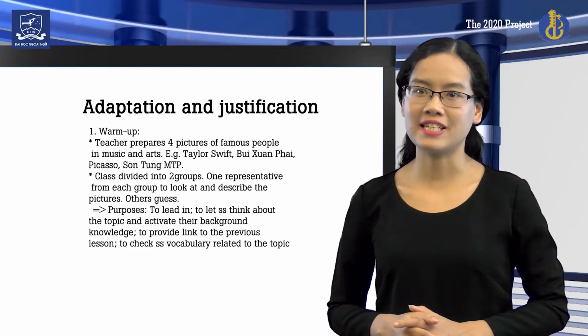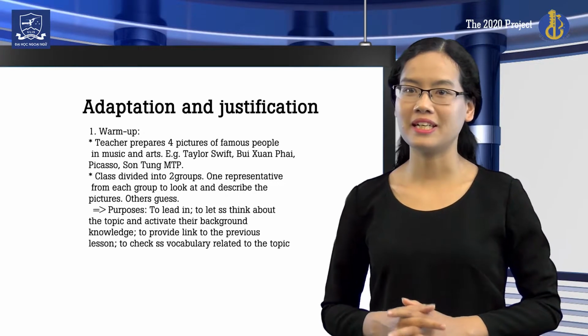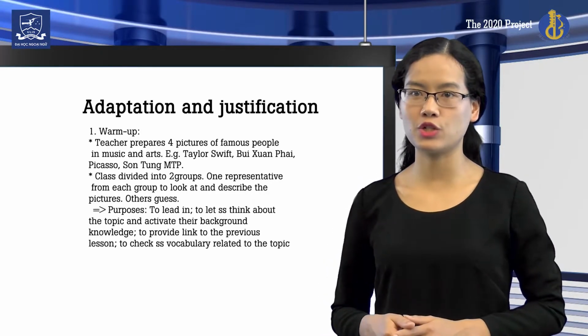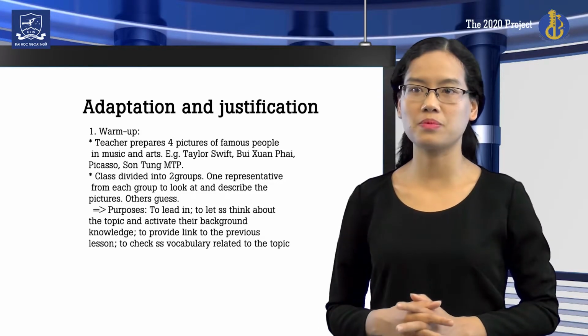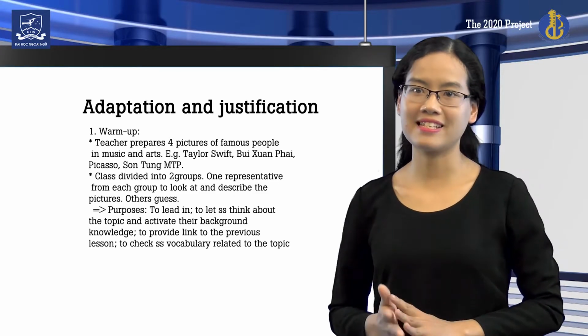In this activity, the teacher prepares 4 pictures of famous people in music and arts. The class is divided into 2 groups. One representative from each group looks at and describes the pictures. Others guess.